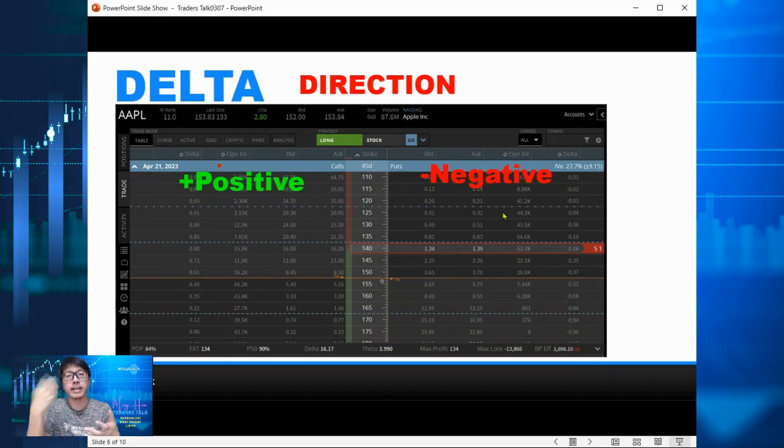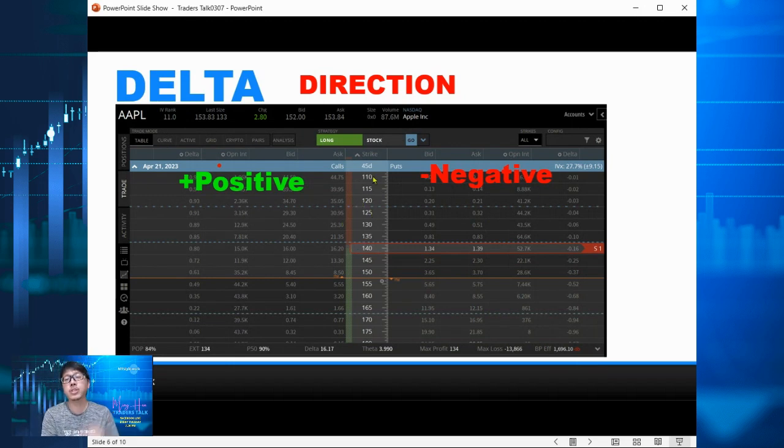You can take selling a call as a negative energy. Negative energy multiplied with positive energy, so selling a call would actually have negative delta. And if you sell a put, selling is negative, and you multiply by a negative, then you actually get positive delta. So selling a put, you get positive delta. Selling a call, you get negative delta. So that is actually a measurement of the direction.